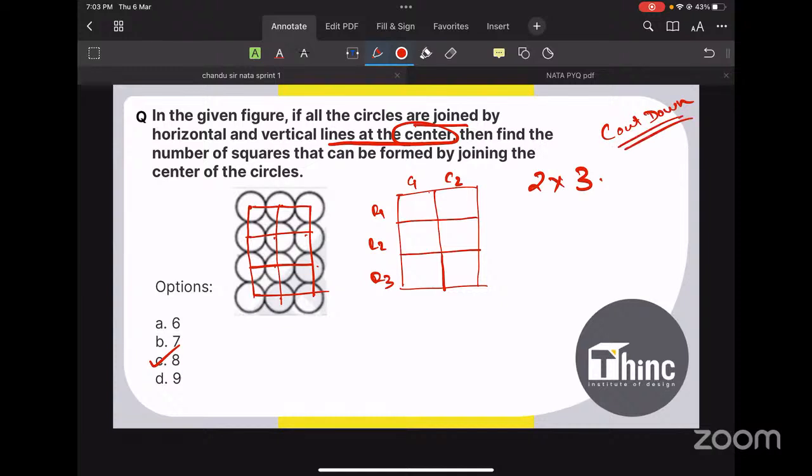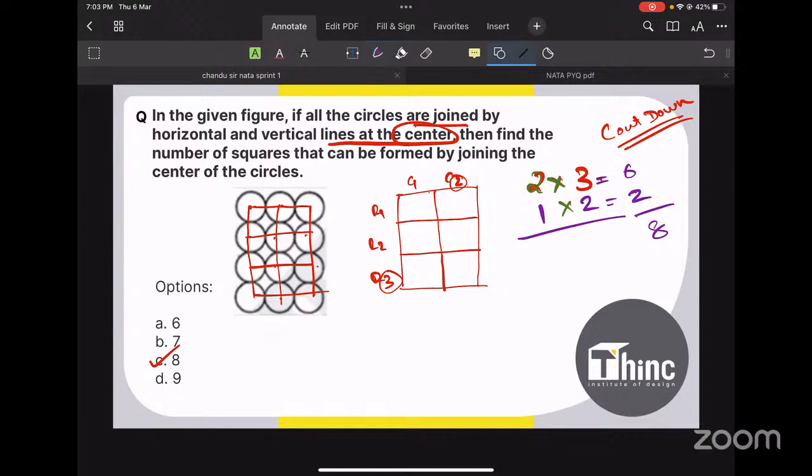The method is called countdown. Countdown means just write the number of columns and rows like this and find the smallest number. It is 2. Put 2 induce, equal to the smallest number. Then count down: 2, 1, 3, 2. 2 into 3, 6. 1 into 2, 2. So total 8.